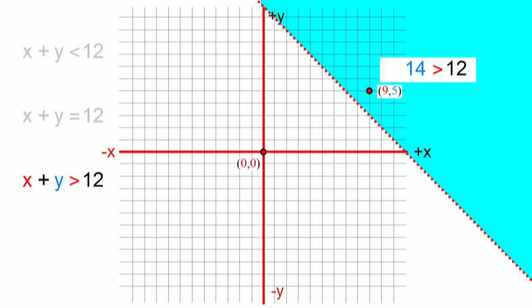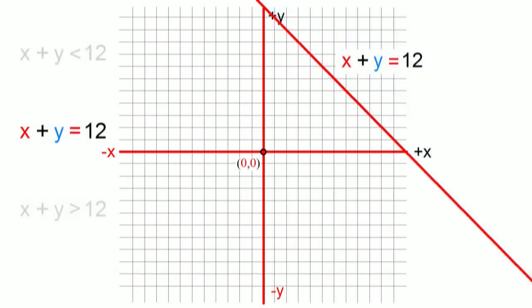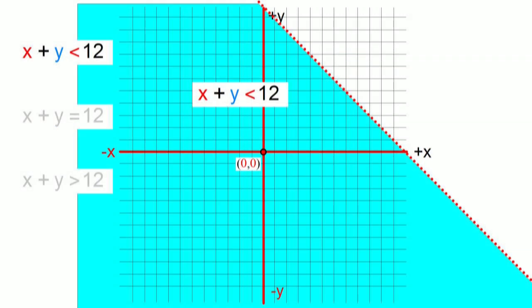So we have three different situations here. If I pick any points from the line and add those values together, they will always add together to be exactly 12. If I pick any points to the left of the line and add the values together, they will always be strictly less than 12.